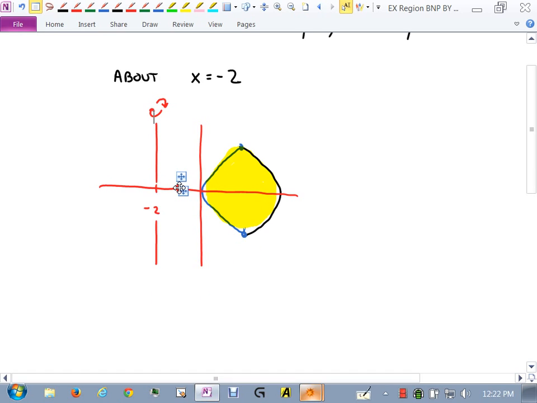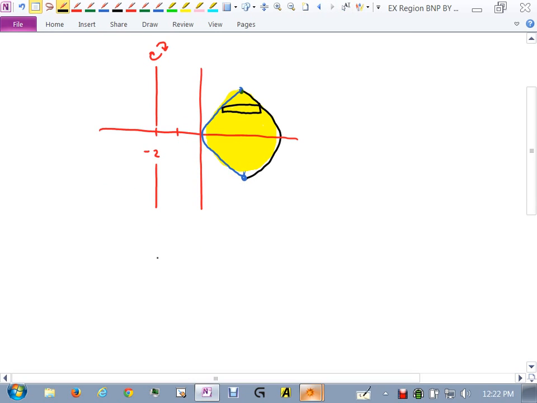So if I'm going to rotate around a vertical line, and I'm going to use washers, my rectangle has to be perpendicular to that, right? So my rectangle will be in here like this. Come down here, I draw my axis of rotation, draw my y-axis, draw my rectangle, draw the curves, remembering that this one was 8 minus y squared, this one was y squared.